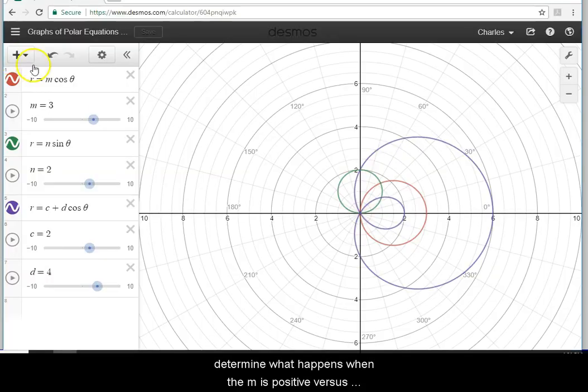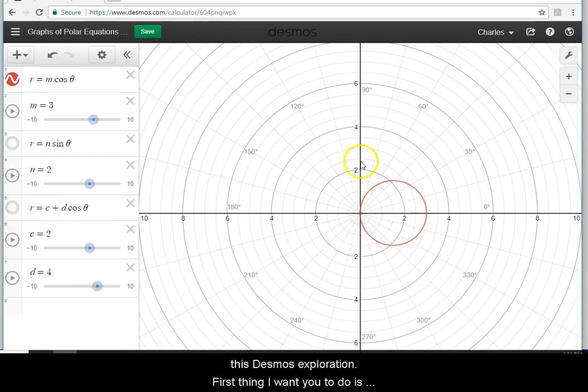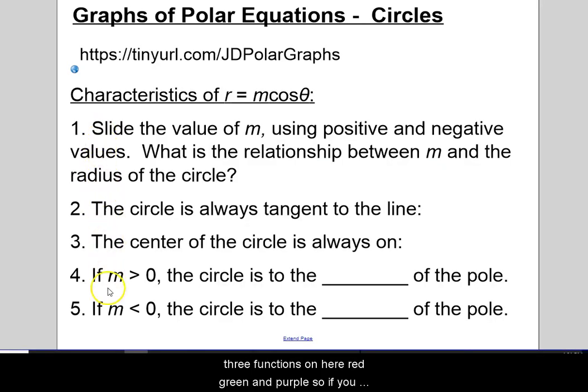Okay, so hopefully you visited that webpage and you're at this Desmos exploration. First thing I want you to do is hide a couple of the functions so we don't get distracted. I've got 3 functions on here, red, green, and purple. If you just click on the green function here, it hides it, and the same for the purple here. I'm just focusing on the red circle, and I want you to play with the m slider a little bit, positive and negative values. After having done that, go ahead and answer these questions that you wrote down. And if you need to revisit the Desmos to try to answer them again, come on back. All right, give you a little work time, play the recording when you're ready.